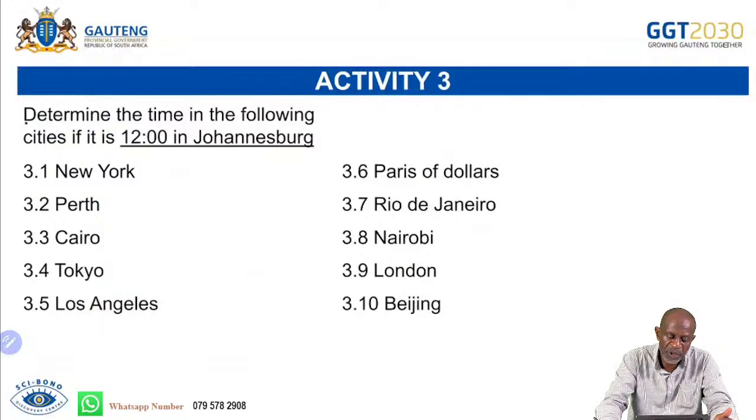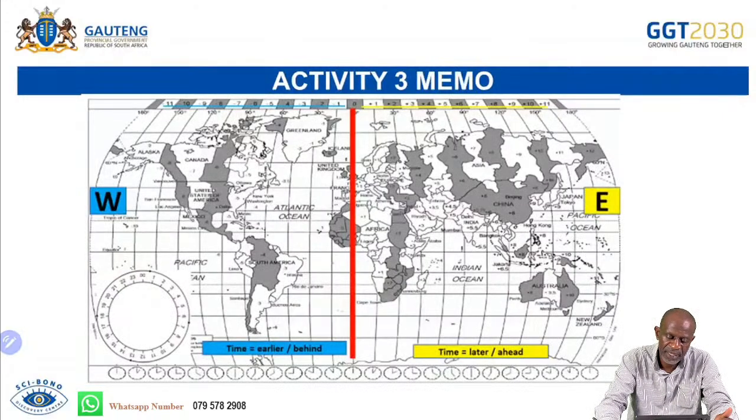So there's New York, Perth, Cairo, Tokyo, Los Angeles, Paris, Rio de Janeiro, Nairobi, London, and Beijing. Yeah. So here is your clock. I'll take one example, and we work out the memo based on the clock here.